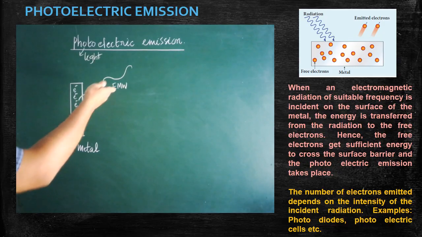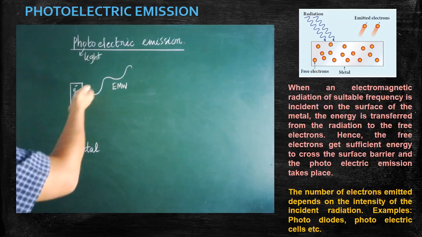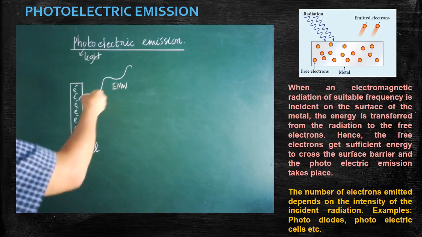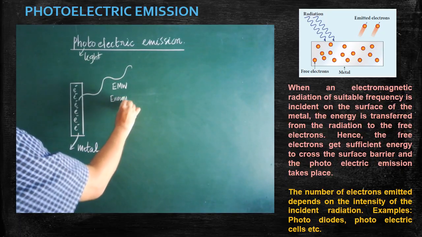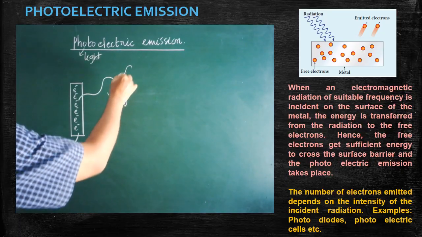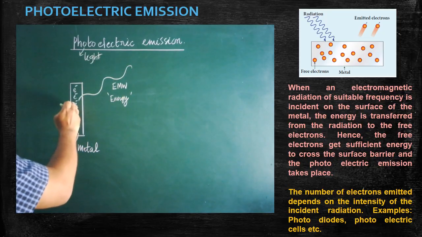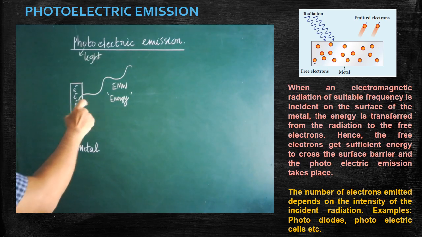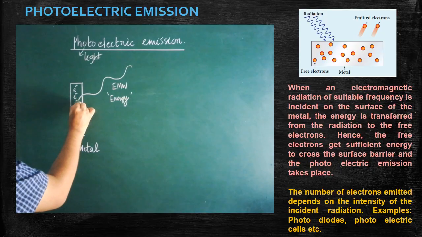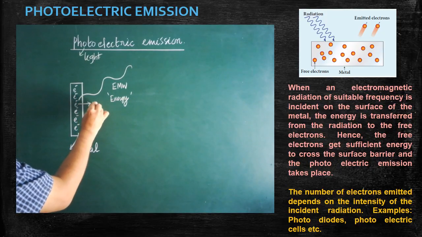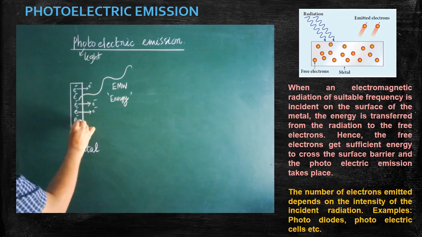Whenever electromagnetic wave radiation of appropriate frequency is made to be incident on the metallic surface, what will happen? These radiations possess energy. The energy of the electromagnetic wave radiation is transferred to the electron. If a sufficient amount of energy is given to the electron with the help of the electromagnetic wave radiation, these electrons are able to overcome the metal surface. The electrons which are emitted from the surface of the metal are called photoelectrons.